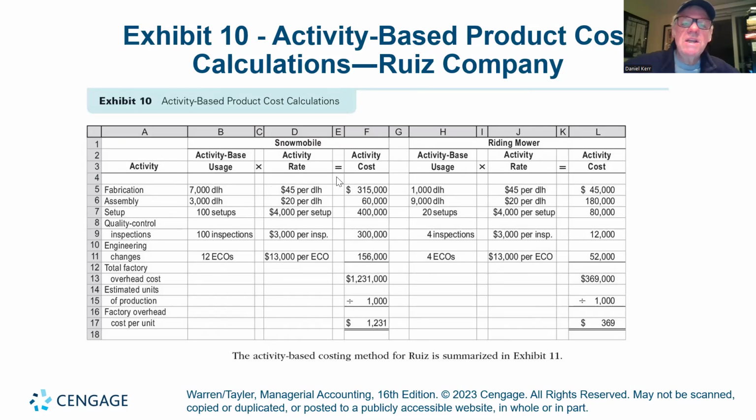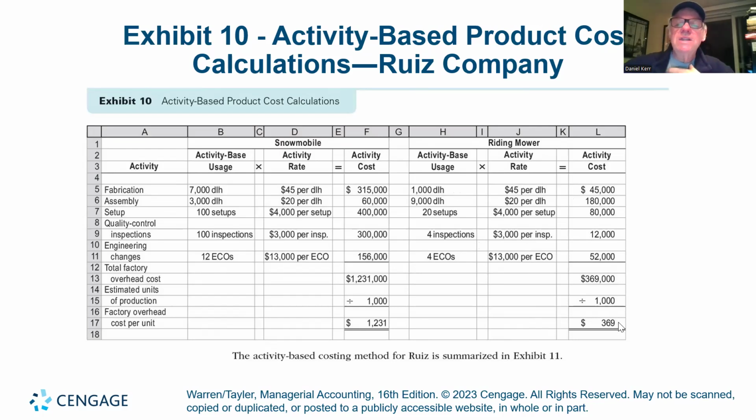Right, so we need to do this for the two products. So there's the snowmobiles, and then over here, same calculation. Come up for the riding mowers, get the activity rate, multiplied by the usage. So the rate times the usage. So you've got total overhead cost for the riding mowers of 369,000 divided by 1,000, and you got 369.